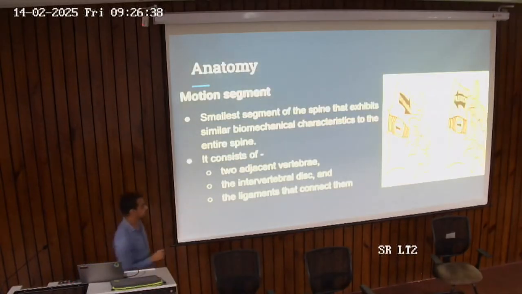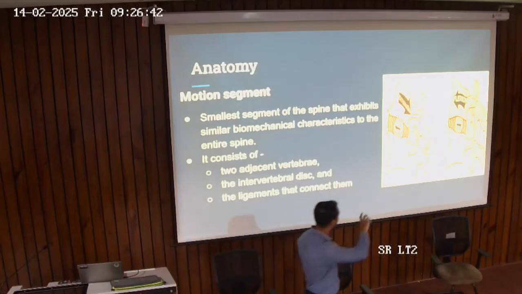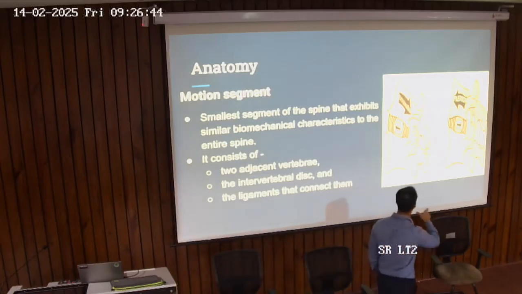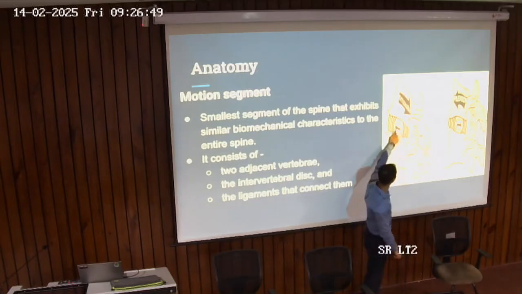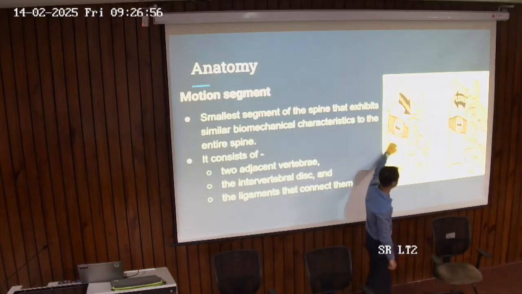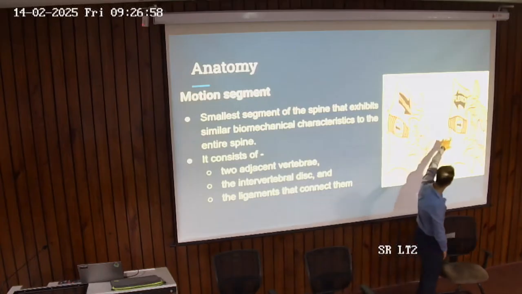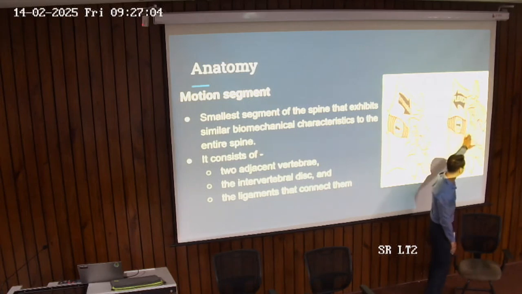Okay, the important thing you can see here is that when you extend, the vertebrae goes behind. Posterior elements are compressed, whereas in the disc, the pressure goes from back to the front. Because this is getting compressed, pressure goes in this direction. When you flex, the reverse happens: posterior elements expand, and the pressure goes from front to back.